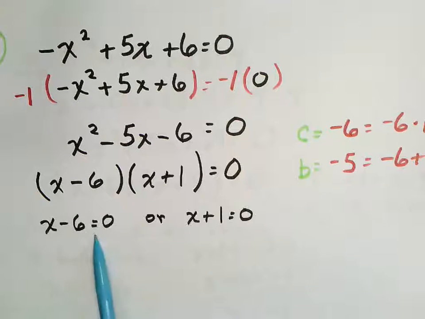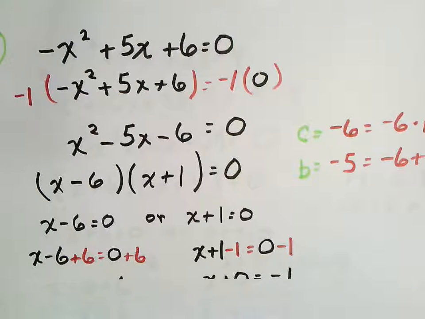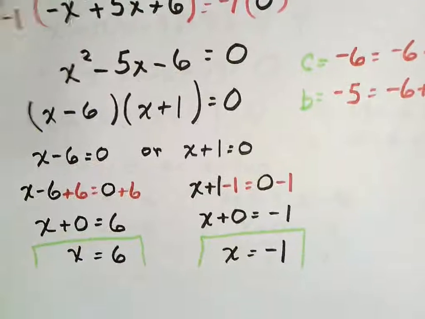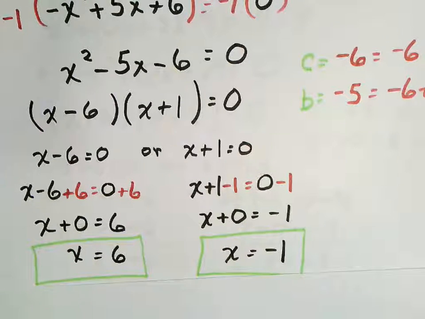Then I'm going to set each factor containing a variable equal to 0. We're going to undo subtracting 6 by adding 6. Undo adding 1 by subtracting 1. When we do that, move this down so you can see it. We're going to get x is equal to 6 and x is equal to negative 1.